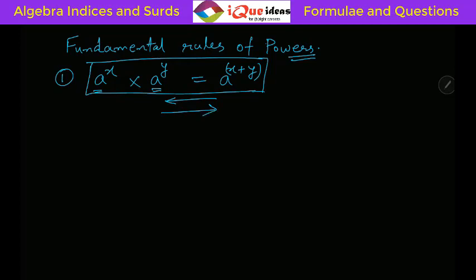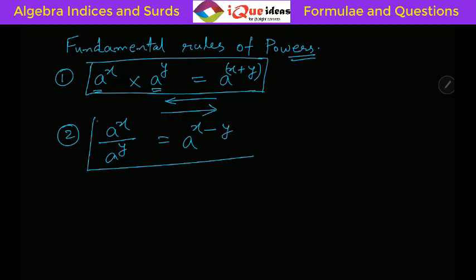Depending on whether the base is the same, the rules can be utilized in both directions. Second rule: if it is, let's say, a raised to the power x divided by a raised to the power y, what will happen now? The way for multiplication we added, for division we subtract. So the base remains the same, the power in the numerator comes first, minus the power in the denominator. So it is a raised to the power x minus y. So this whole x minus y is the power, a is the base.